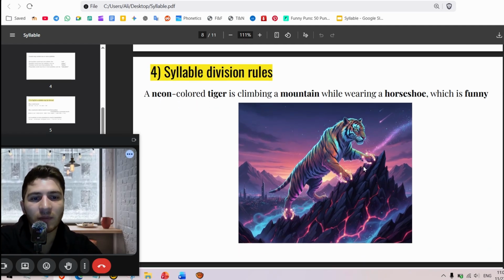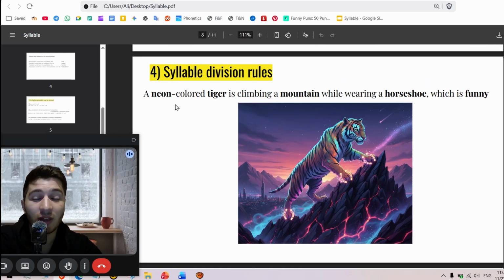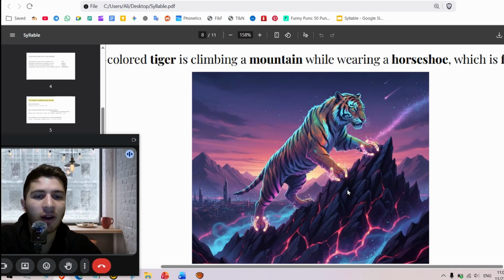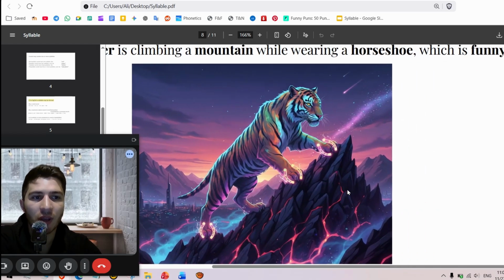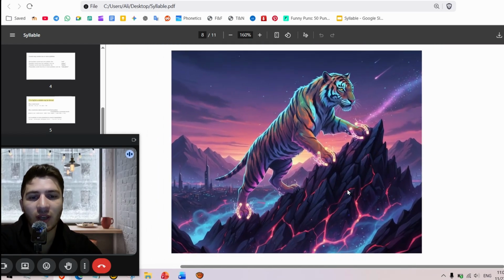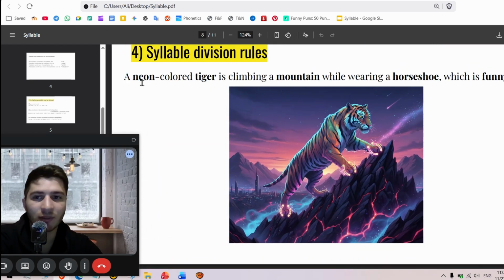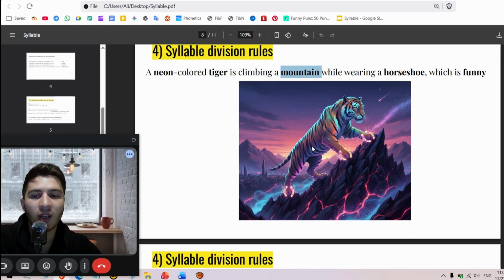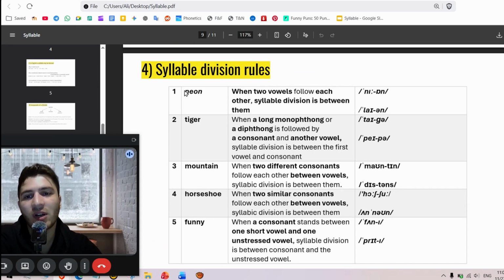This picture might not make sense right now, but imagine a neon-colored tiger is climbing a mountain while wearing a horseshoe, which is funny. I made this picture using AI because we can remember these keywords, these bold words, in order for us to be able to remember syllable division rules better, because these words in order are perfect examples for the rules about syllable division.